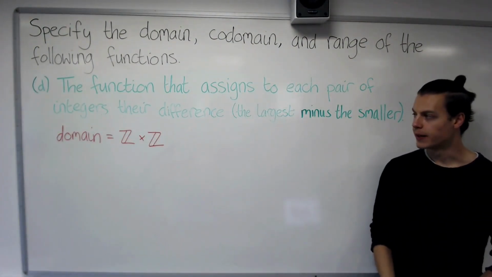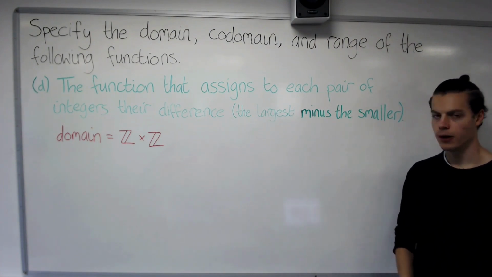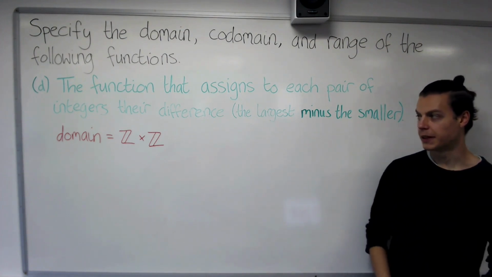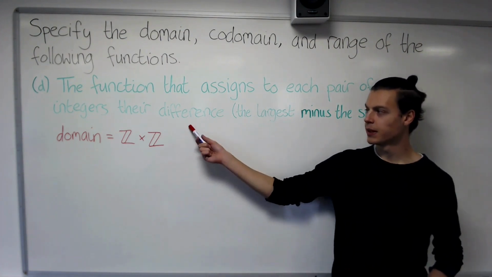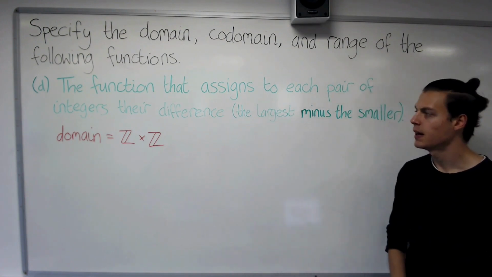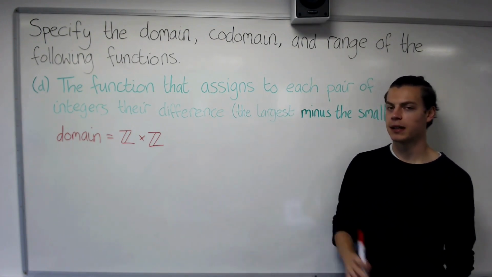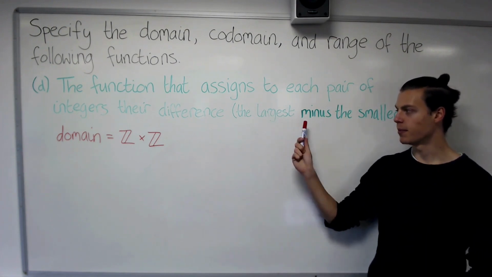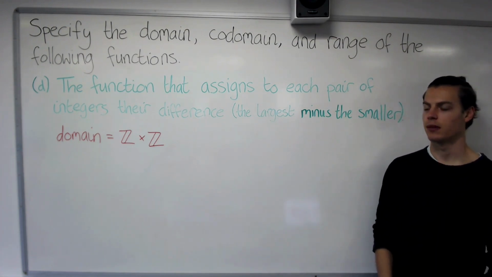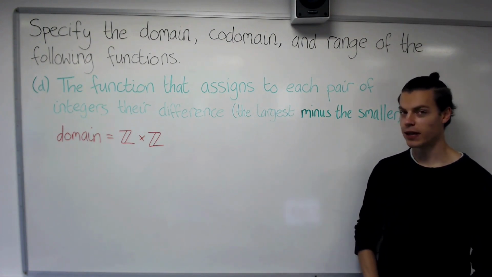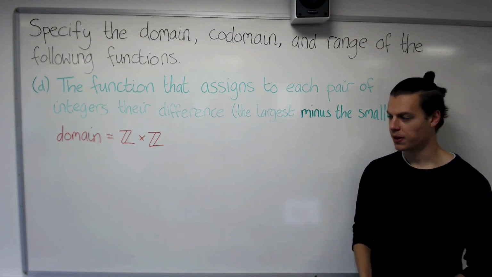What is the codomain of this function? So the output of this function will be an integer, since it's the difference of two integers, and it will be a non-negative integer, since we are always taking the largest minus the smallest, right? So the codomain of this function will be the set of non-negative integers, or the natural numbers.